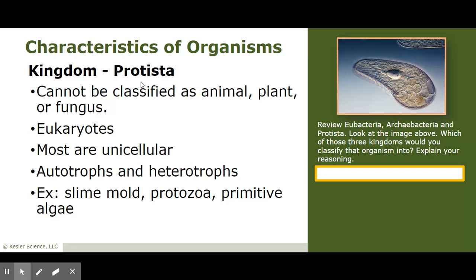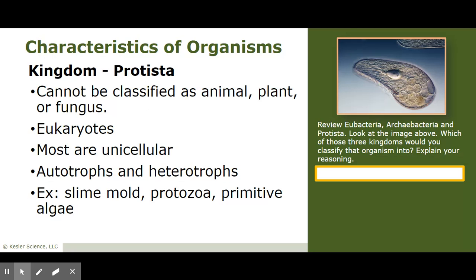For our protozoa kingdom, it cannot be classified as an animal, plant, or fungus. It is a eukaryote, meaning that it has a membrane around its nucleus. They are mostly unicellular. They are found in autotrophs and heterotrophs. Examples of this are slime mold, protozoa, and primitive algae.